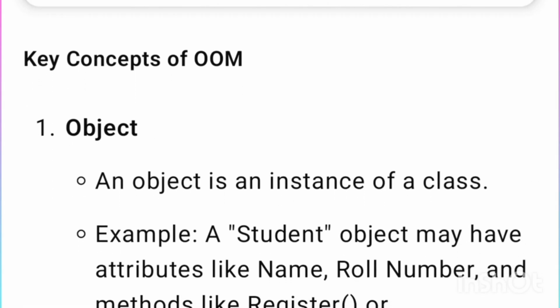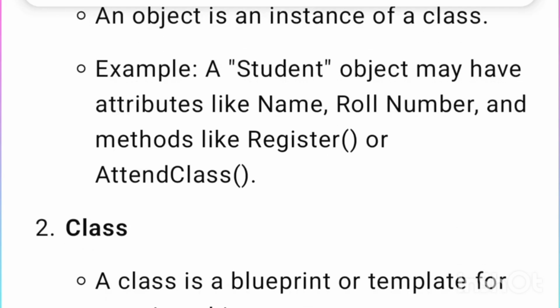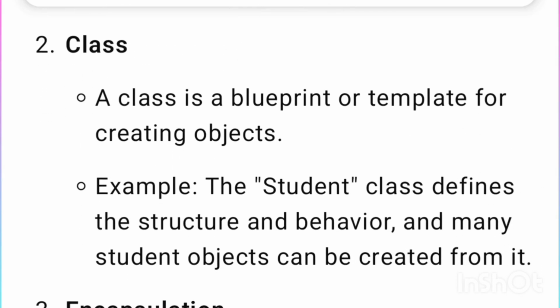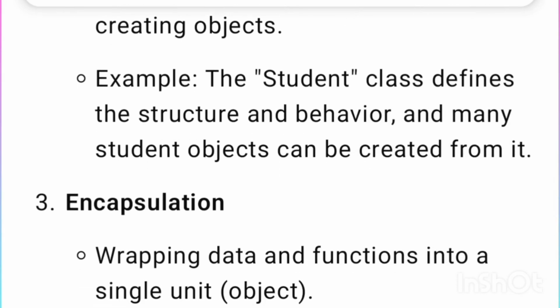Key concepts of OOM. 1. Object. An object is an instance of a class. Example, a student object may have attributes like name, roll number, and methods like register or attend class. 2. Class. A class is a blueprint or template for creating objects. Example, the student class defines the structure and behavior, and many student objects can be created from it.